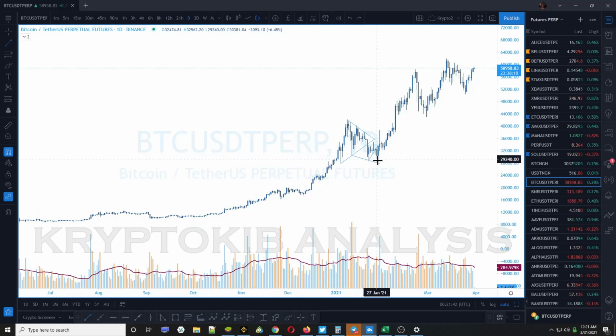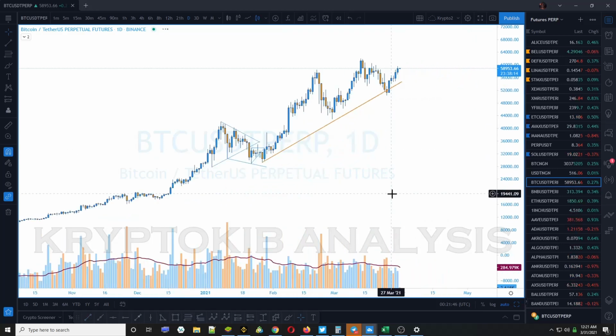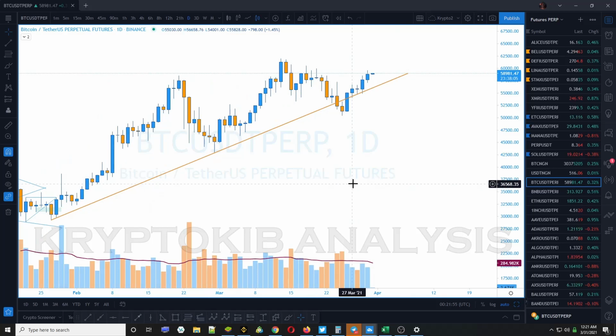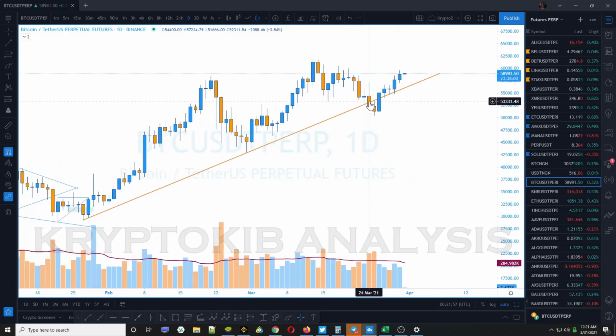I think it's from these lows like this. Okay, I think this is it. So look at exactly what happened there. We have a break of this trend line here.